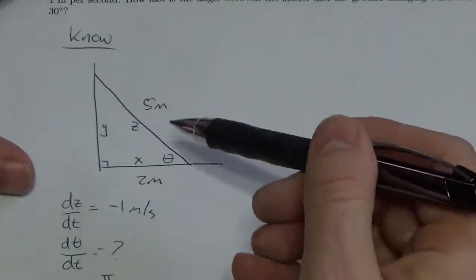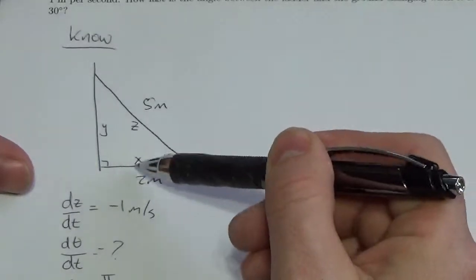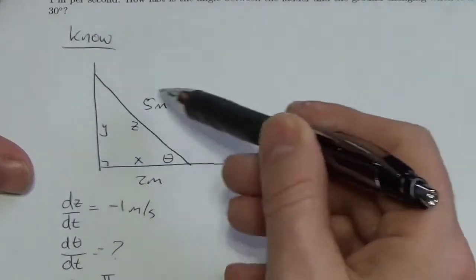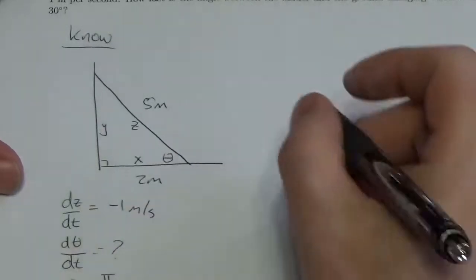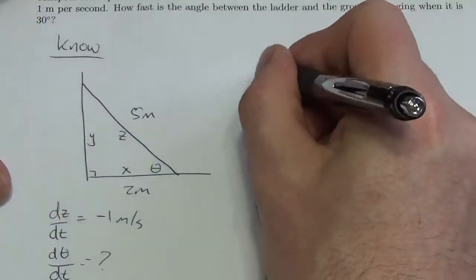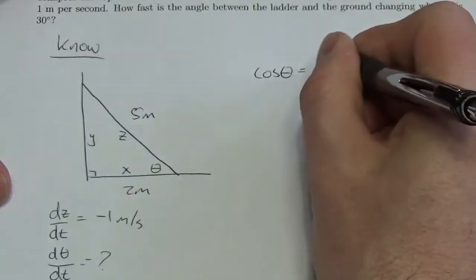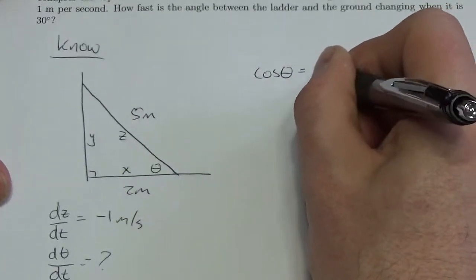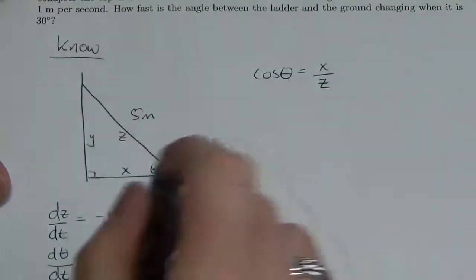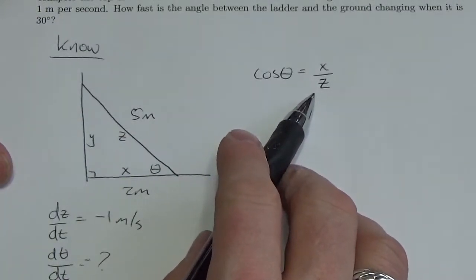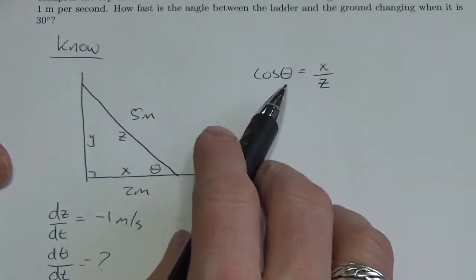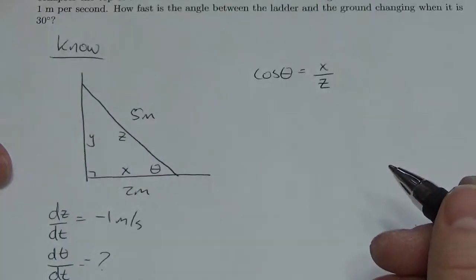So I'm thinking that what I want to do here is relate these two variables together, because this one doesn't change, and I know how this one's changing to theta here. And so the trig function that relates those three is going to be cosine. So the cosine of theta will be x over z. Now I'm not going to plug in 5 for z because that's changing with time. It's not going to be the same value all the time. In fact, 5 was just the initial length there.